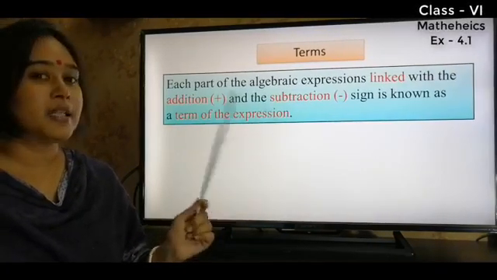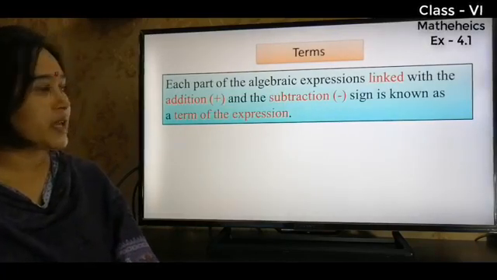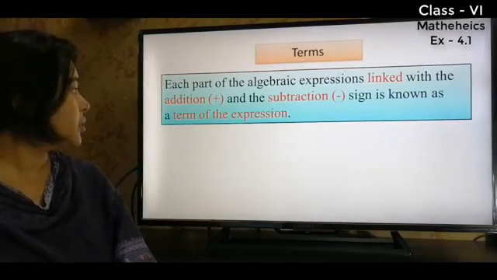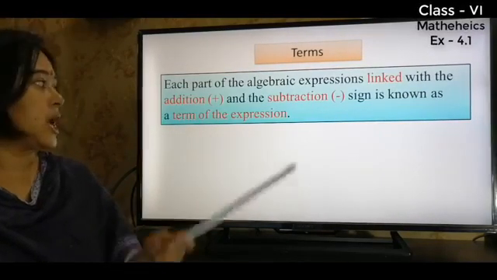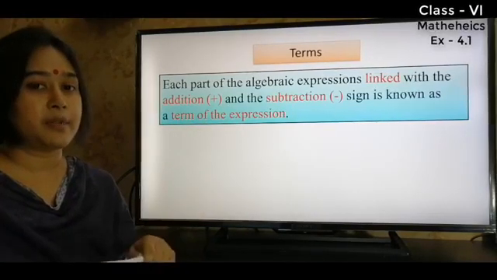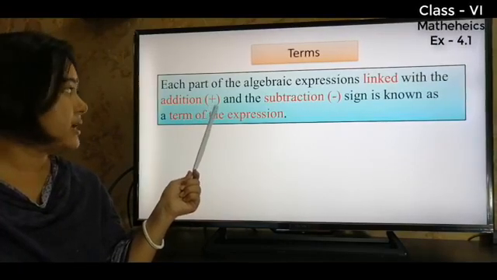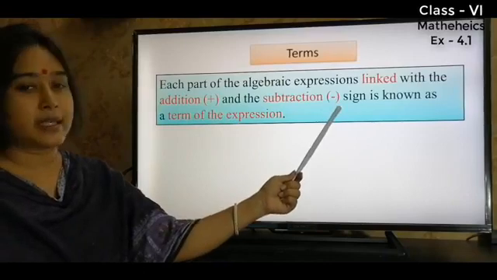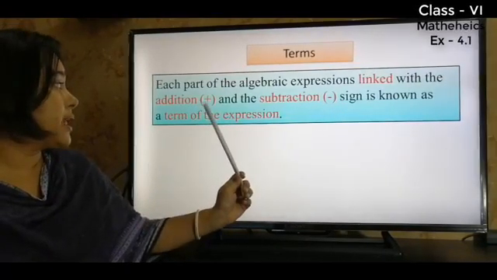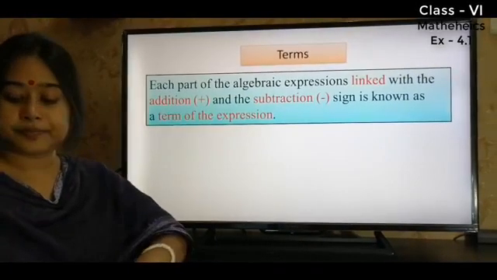And now terms. So what are terms? Each part of the algebraic expression linked with the addition and the subtraction sign is known as a term of the expression. You have to be very careful whenever you are finding a term in an algebraic expression that terms are connected, linked or attached with a plus or minus sign. Not a multiplication or division sign.